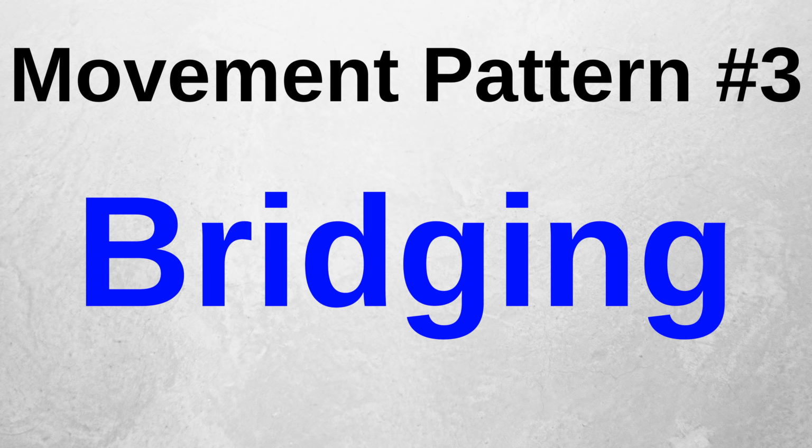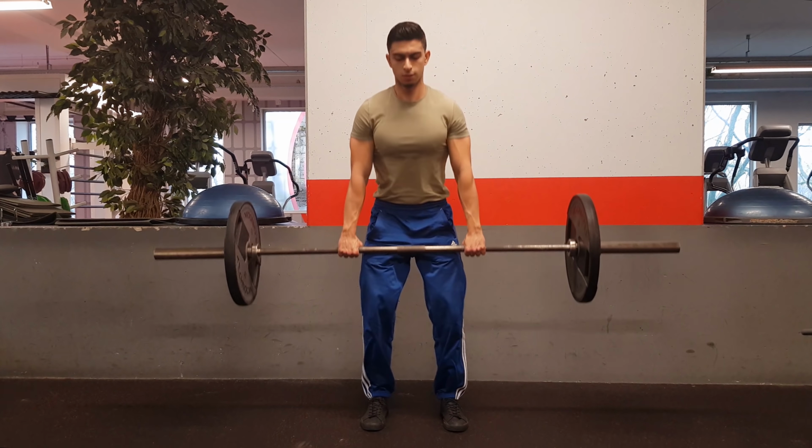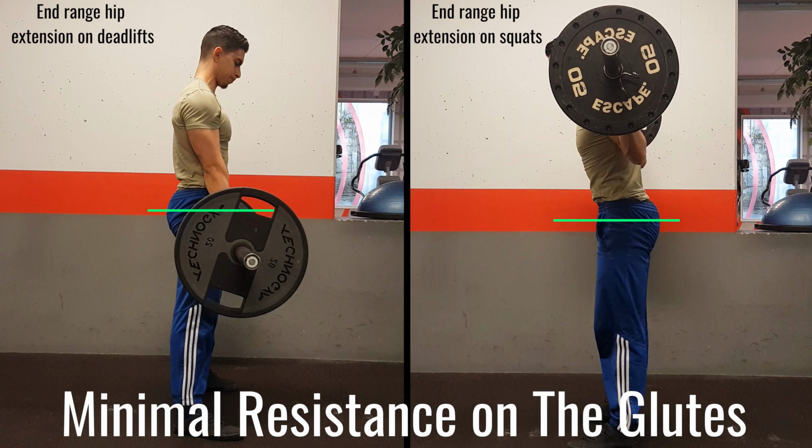The third and last movement pattern is a bridge or thrust movement. Even though a bridging exercise or a thrusting motion can be considered hip extension as well, I'd like to discuss it separately just because it has some unique benefits for training your glutes. In the movement patterns we discussed earlier, your glutes are trained through hip extension. But in both of these movement patterns, there's little to no resistance placed on the glutes when you reach full hip extension. This is different with bridging and thrusting exercises.